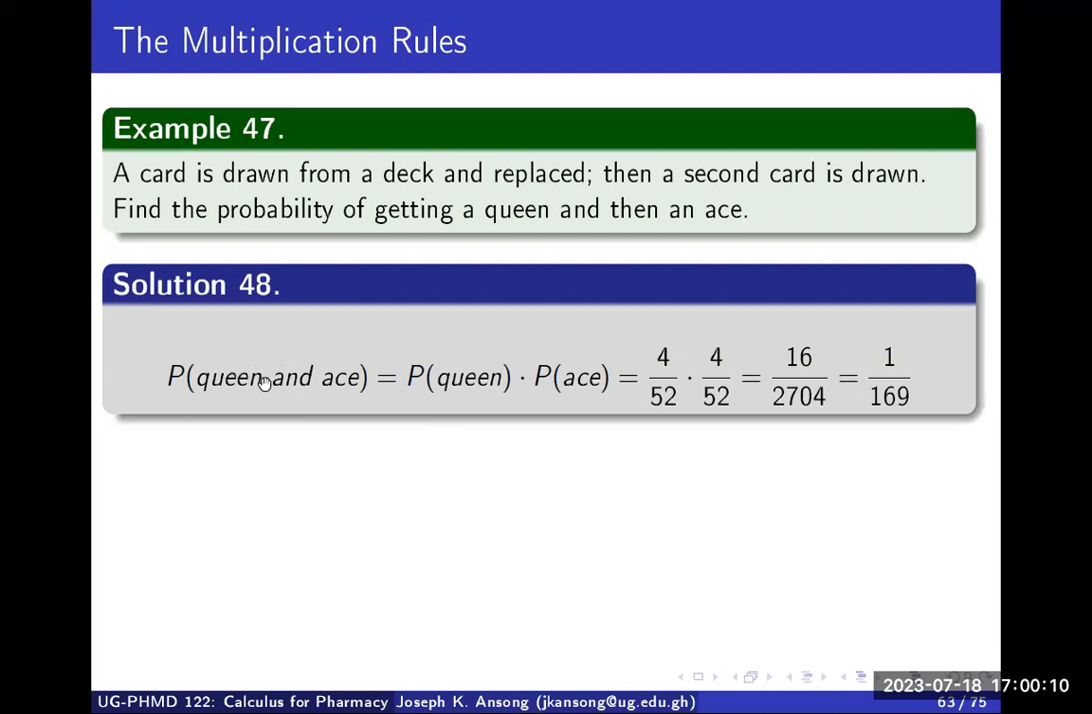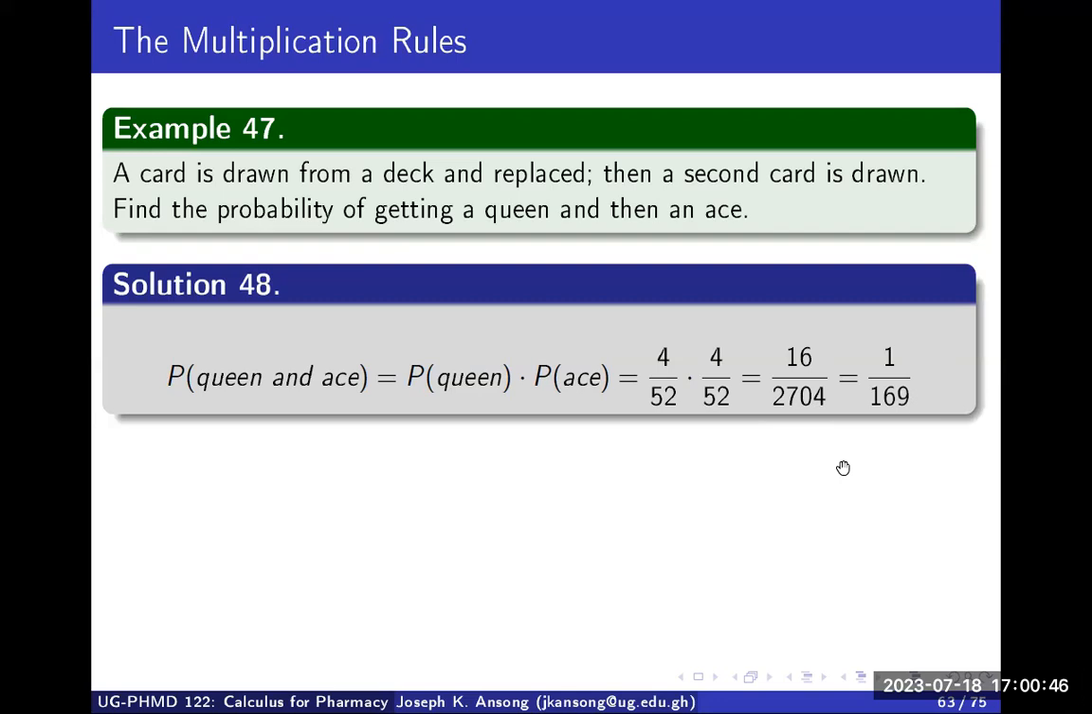So what is the probability of getting the queen and ace? You have a queen, and then the second time you get an ace. For the probability of the queen, we have 4 queens in the deck, so 4 over 52. We have 4 aces as well, so the probability of an ace is 4 over 52. When you multiply them, you have 16 over 2704, which is 1 over 169. So that gives you that probability.